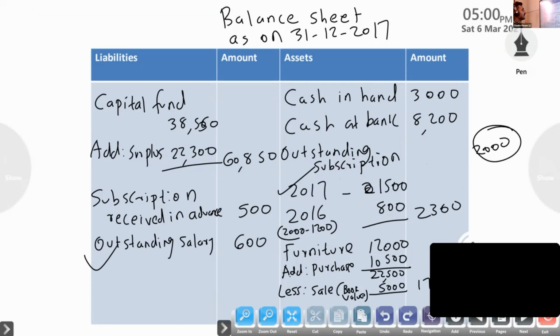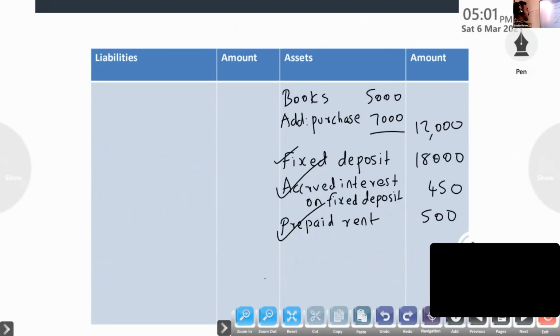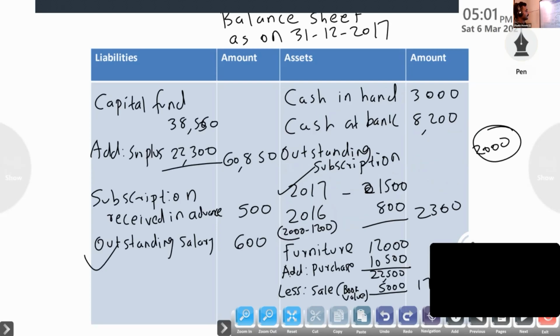Okay, first you have to look at the opening balance sheet, then the payment side, receipt side, then adjustments. We already adjusted this outstanding salary in the income and expenditure account. Same as in final accounts, the end adjustment that is there will come. Outstanding salary at the end is a liability, prepaid rent an asset, accrued interest an asset. After looking at the payment and receipt sides, don't forget to write subscription received in advance.